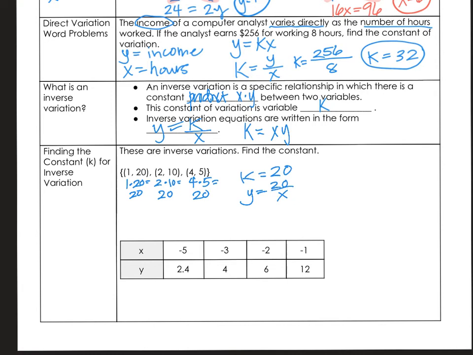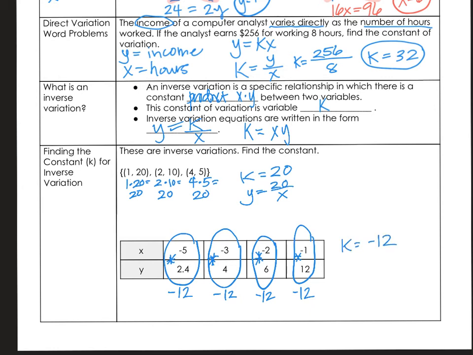Okay, so this time, we're going to see what number we get when we multiply our x value and our y value. When we do, we get negative 12. Let's see if this varies inversely. If it does, we'll get negative 12. So we multiply these two. Yep, we get negative 12. We multiply these two. Yep, negative 12. Yep, negative 12. So our k is negative 12. So our formula would be y equals negative 12 over x.